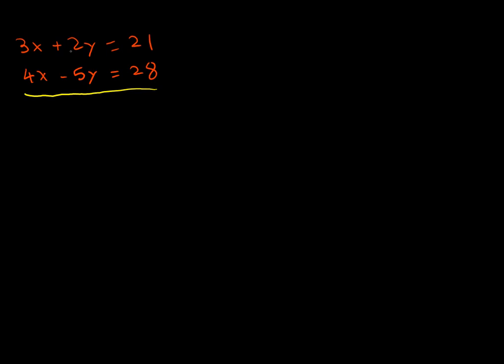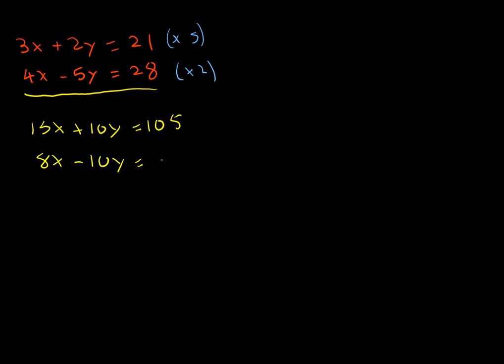The only way to do that is to see what the lowest common multiple of 2 and 5 is, which is 10. To make them both 10, I'm going to multiply the top line by 5, and I'm going to multiply the bottom line by 2. Because the signs are already different, multiplying both sides by a positive number will work. So the top line, again, make sure you multiply the whole thing across by 5. So 15x plus 10y is equal to 105. The bottom line, when you multiply across by 2, you get 8x minus 10y is equal to 56.